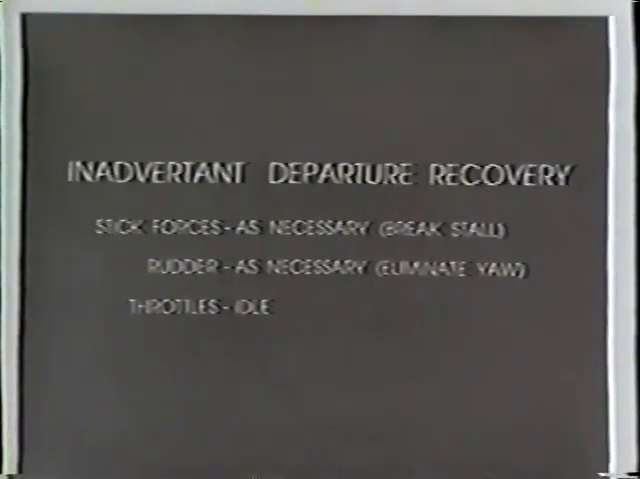A maneuvering technique that will help the pilot to avoid departure during maximum performance maneuvering, where maximum turn performance is required, is roll, set, center, pull. The recovery procedure for departure is the spin prevention. When inadvertent departure is suspected, immediately apply stick forces as necessary to break the stall. Apply rudder as necessary to eliminate the yaw, and check throttles in idle. Use ailerons to stop the roll only after the stall is broken, and then return the aircraft to level flight.